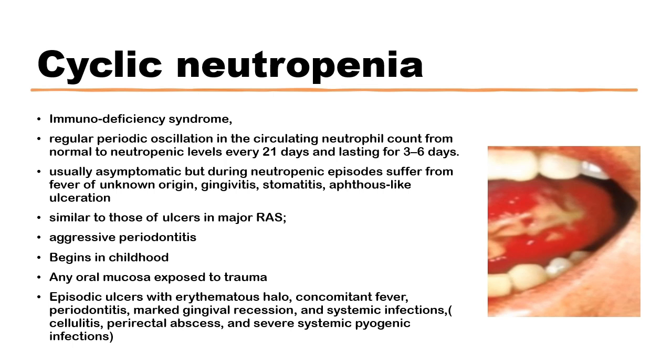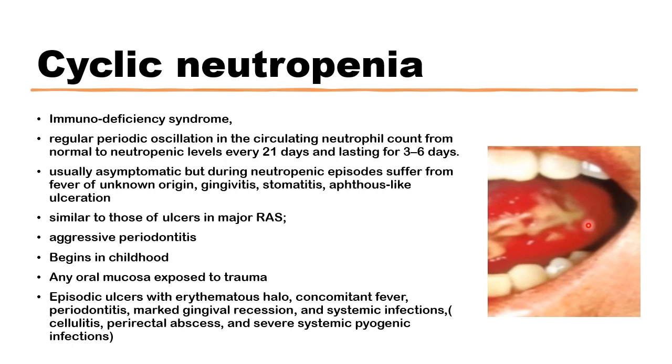Cyclic neutropenia is another cause of recurrent oral ulcers. This is an immunodeficiency syndrome characterized by irregular and periodic oscillation in the numbers of circulating neutrophils. These levels will drop every 21 days and last for 3 to 6 days in the reduced numbers. This is usually asymptomatic, but sometimes during the phases when the neutrophils drop, there may be an episode of fever of unknown origin, gingivitis, stomatitis, or aphthous-like ulceration, like a major aphthous ulceration. They can also have aggressive periodontitis.